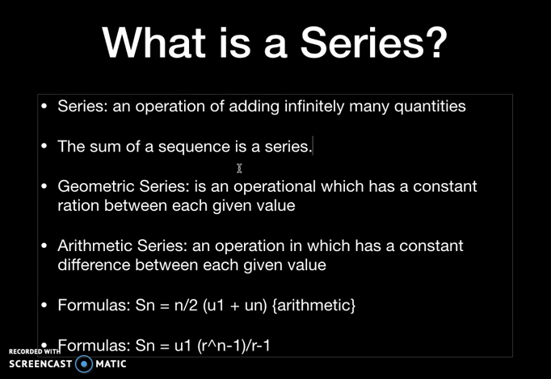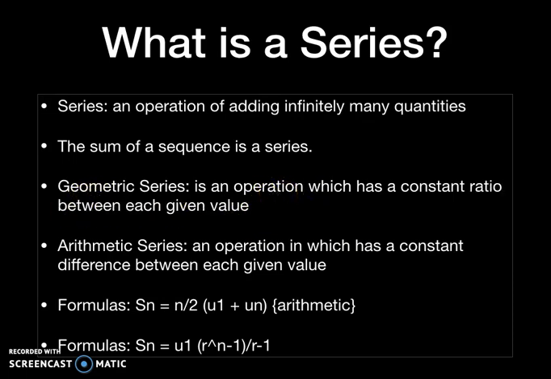And for a geometric sequence, it would be along those same lines, but a little bit different because you're not doing the common difference, you have a common ratio. But anyhow, a geometric series is an operation which has a constant ratio between each given value. Basically that's what I just said. Arithmetic series has a difference. Geometric series has a given ratio, a ratio between each given value.